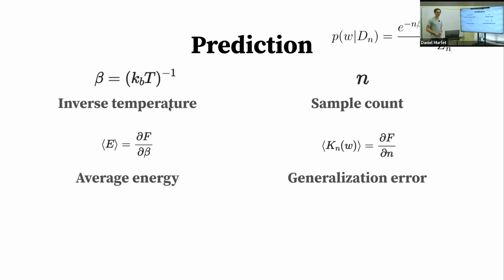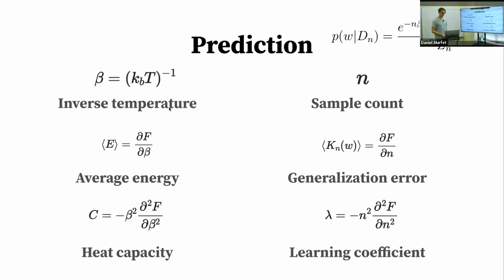The predictions we then make are things like the average energy, which in the case of the physical system, in the case of the canonical ensemble, is the derivative of your free energy with respect to this beta. How much does the free energy change as you change the temperature? That's the energy, the average energy. And it turns out there's an exact equivalence in the case of the learning machine. The equivalent of the average energy is the generalization error. The average loss is exactly what we mean by generalization error.